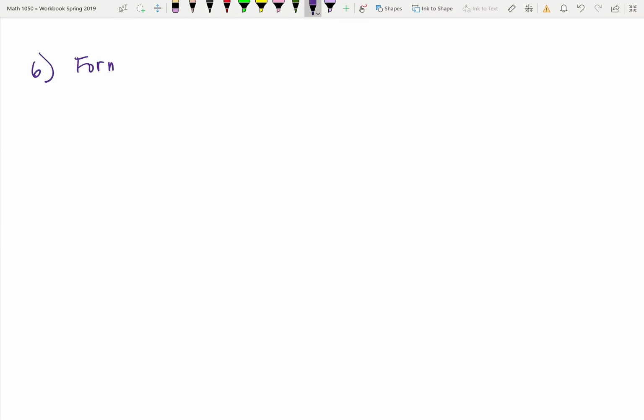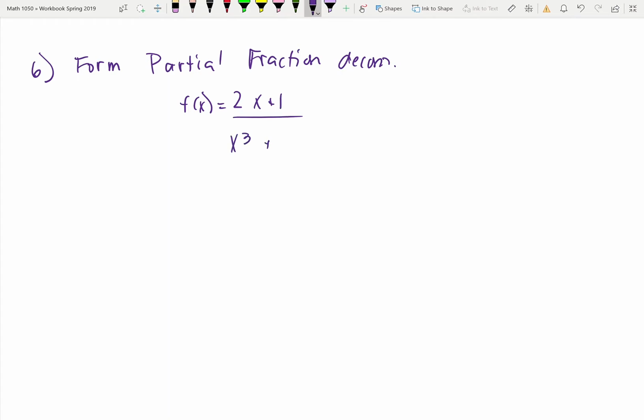Okay, question 6. Find the form of the partial fraction decomposition. Okay, so your problem might be f of x. F of x equals 2x plus 1 over x to the third plus 8x. So basically they want you to split it into 2 fractions.